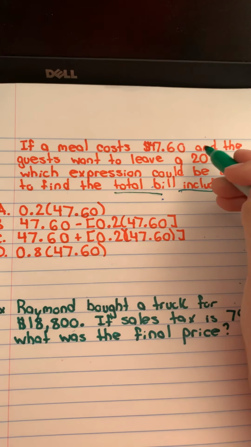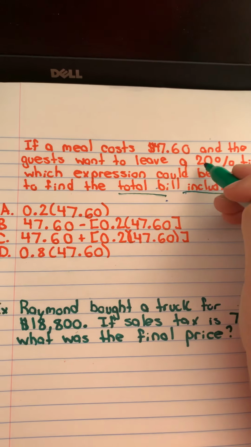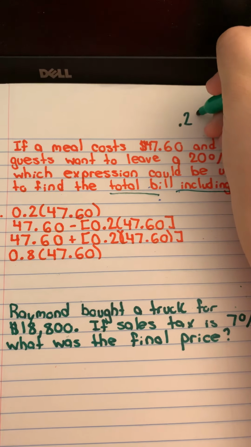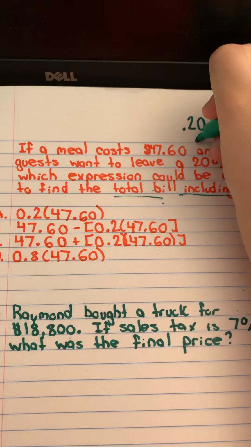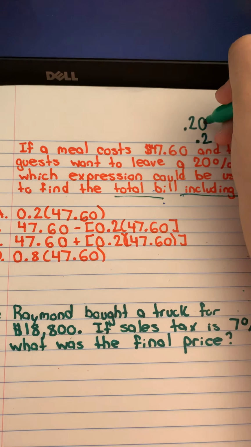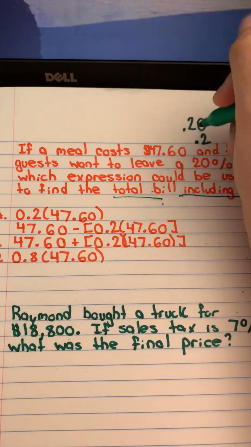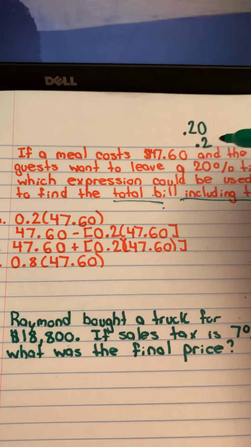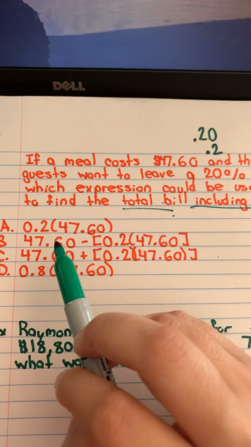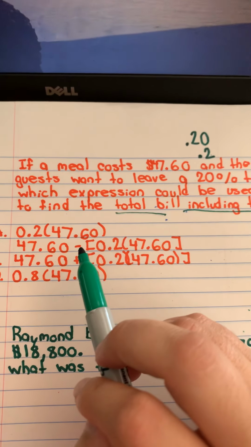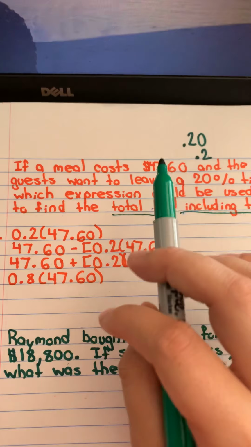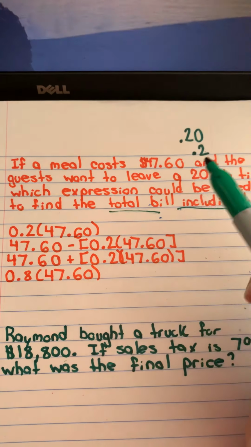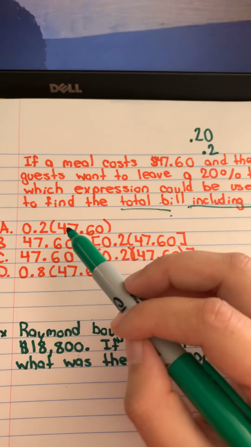Well, if I wanted 20%, again, I'd move it 2 times to the left, and I would get 0.20. Just in case you did not know, 0.20 you can also write as 0.2 because that 0 doesn't matter. So these are both the same. If I said 0.2 times 47.60, that would just give me how much tip I leave, not the total bill. So I know A is not correct.